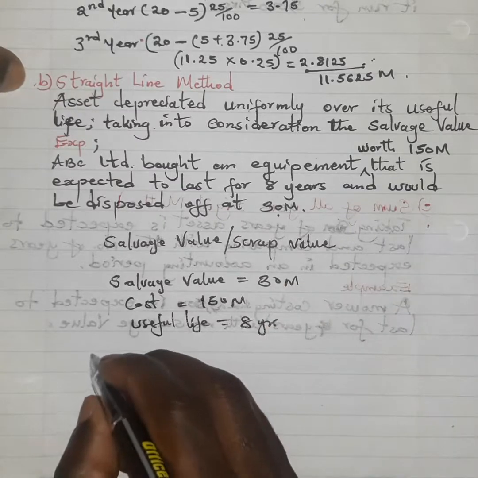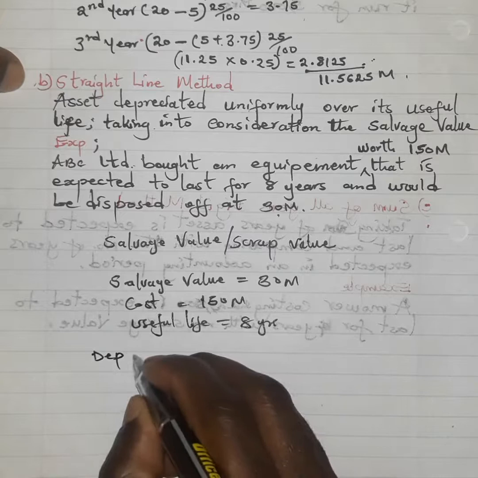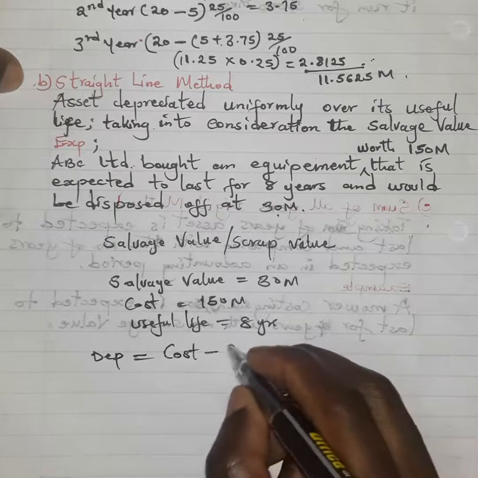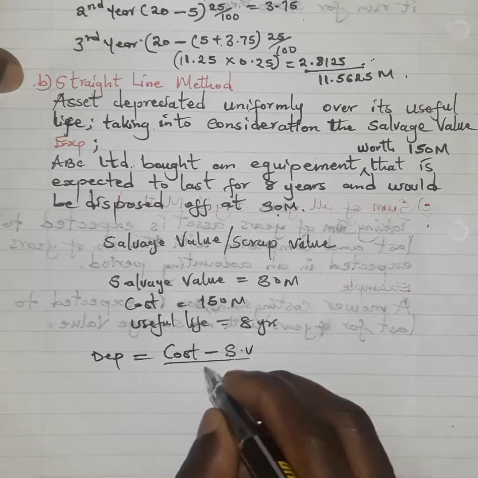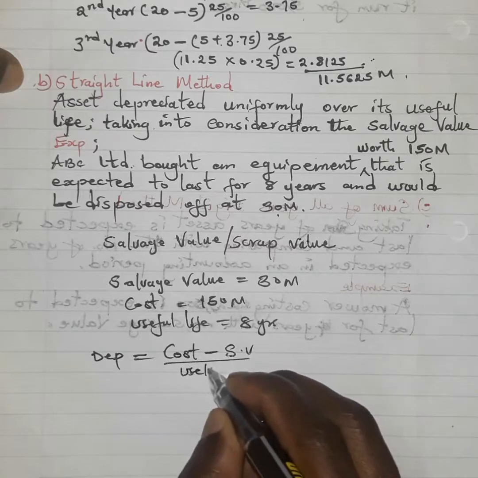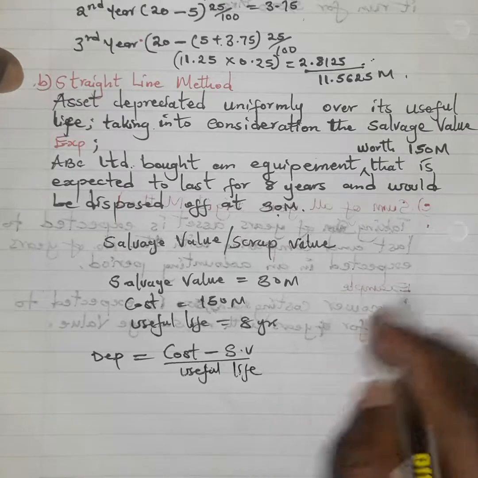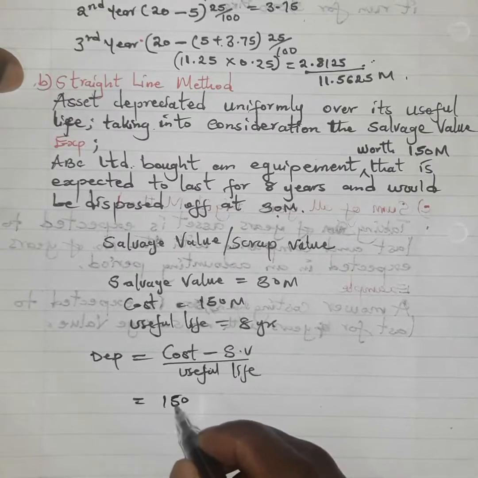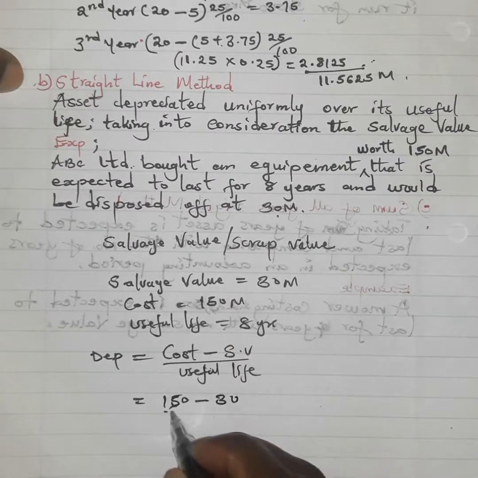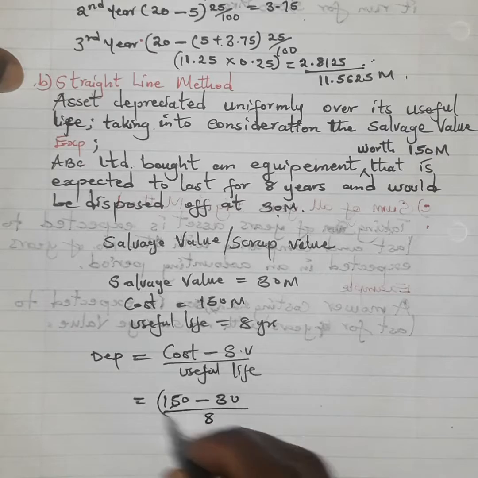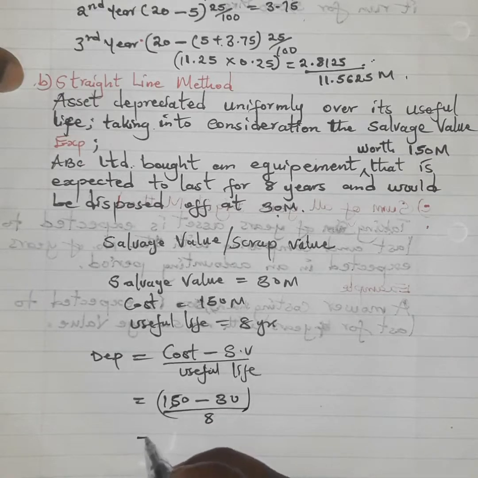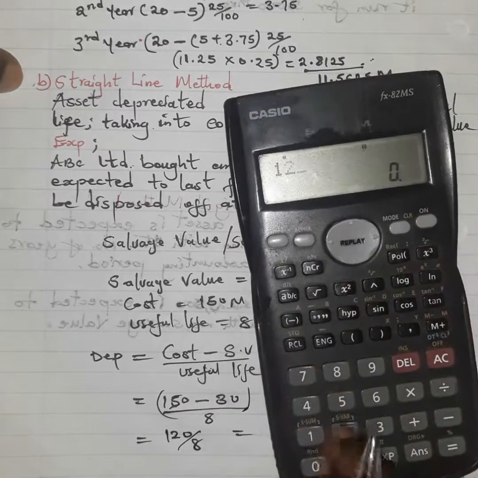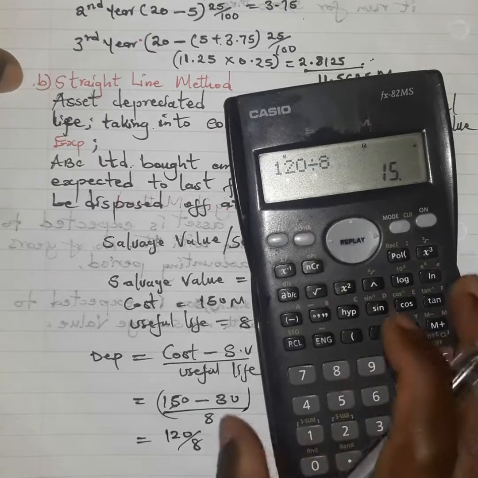Now, for us to get the depreciation, we are supposed to subtract the salvage value from the cost, divided by the useful life of this particular asset, which is 150, the cost, minus 30, divided by 8. So we're going to have 120 divided by 8, which is 15.